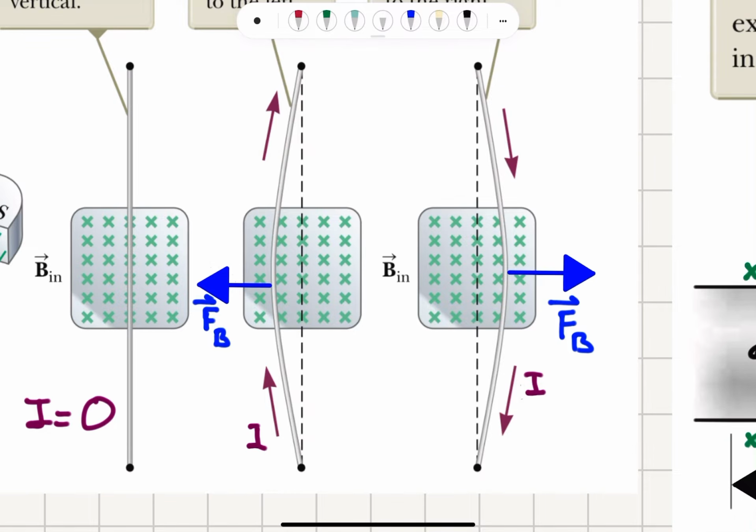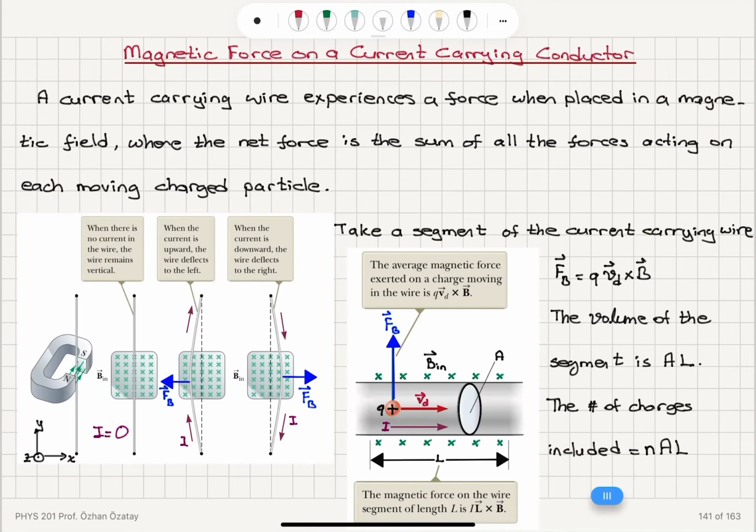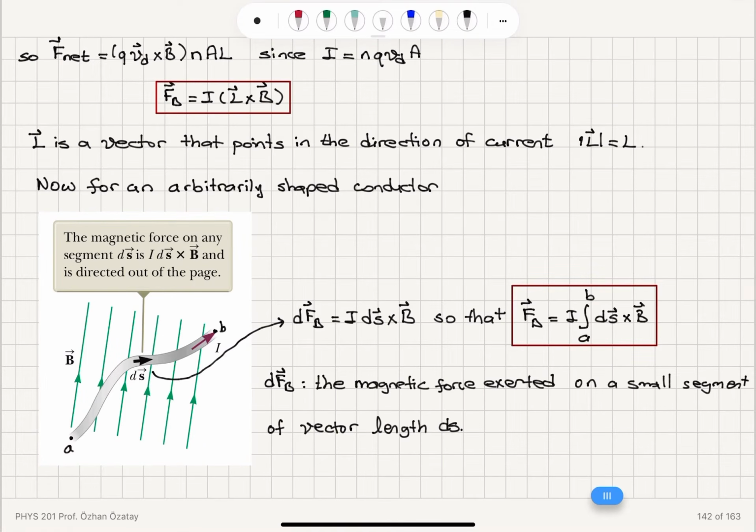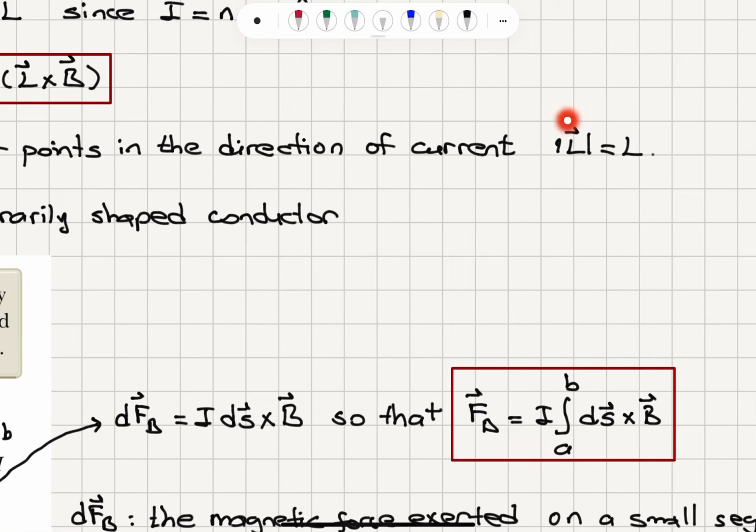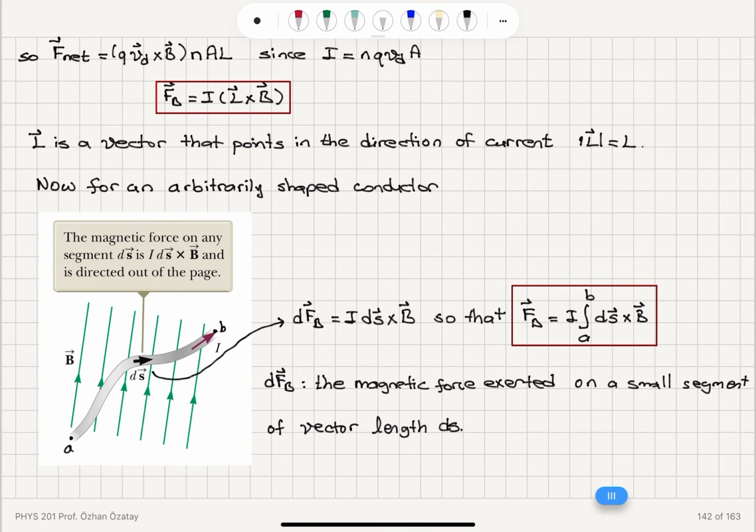If the current direction is reversed, then we have four fingers pointing down, and then we curl them towards the magnetic field into the page. The magnetic force is to the right, so the wire will deflect to the right in that case. As I said, L is a vector that points in the direction of current. Its magnitude is the length of the wire.